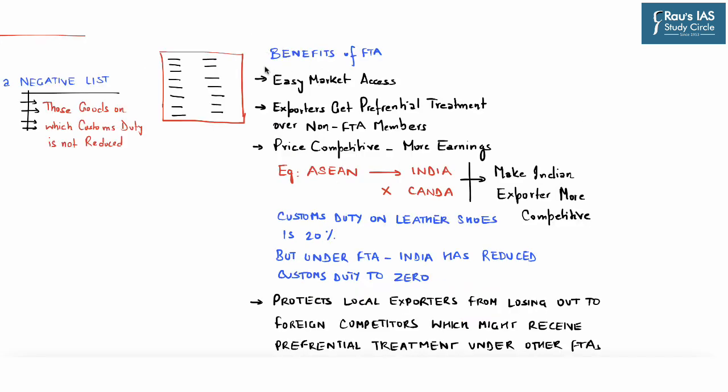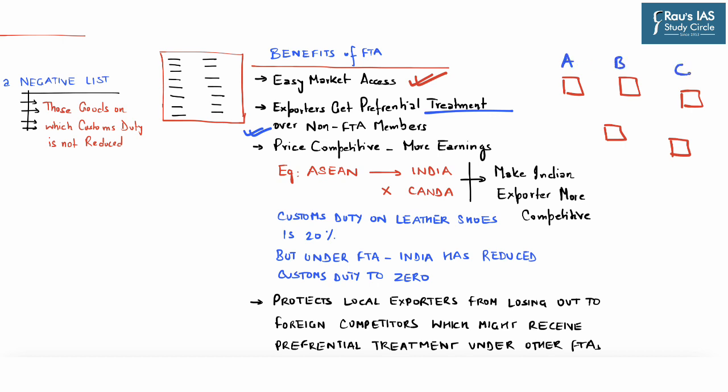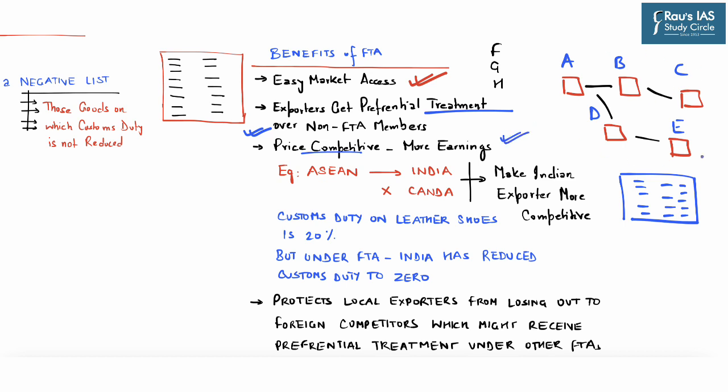Now, free trade agreements have various benefits, and this is why various countries enter into free trade agreements, in order to provide their exporters easy market access. So a free trade agreement between different countries allows their exporters to get preferential treatment as compared to non-FTA members. Now suppose countries A, B, C, D and E have a free trade agreement on a number of goods and services. So the exporters from these countries can export among themselves at reduced or lower tariffs as compared to any other country, say for example F, G or H. And this preferential treatment also provides price competitiveness and ensures more earnings for the exporters of the countries of the free trade agreement. Now let's understand this through an example.